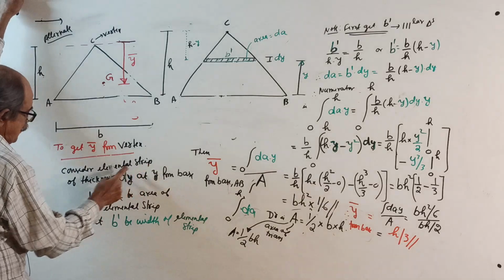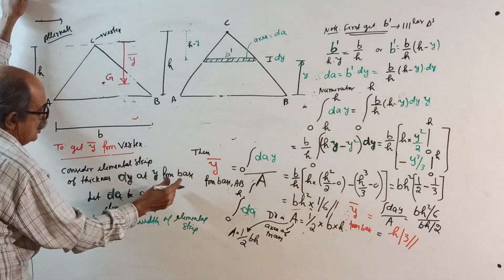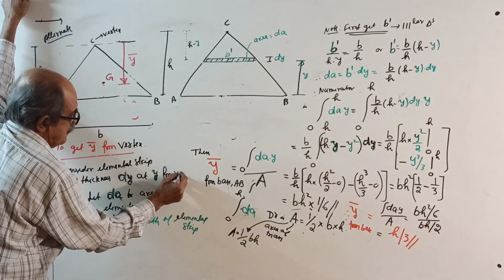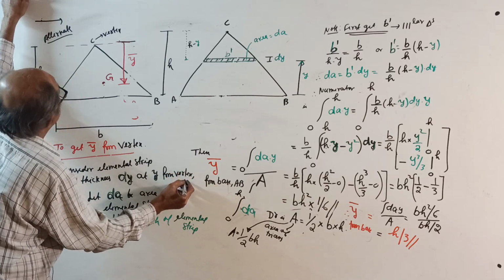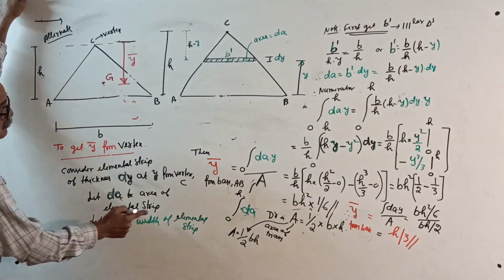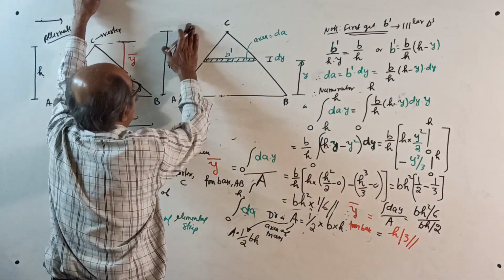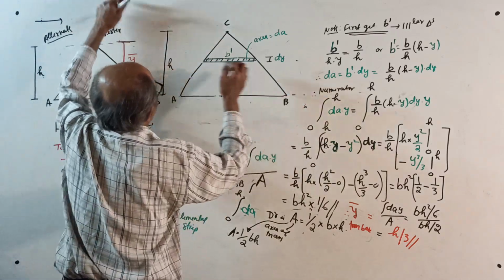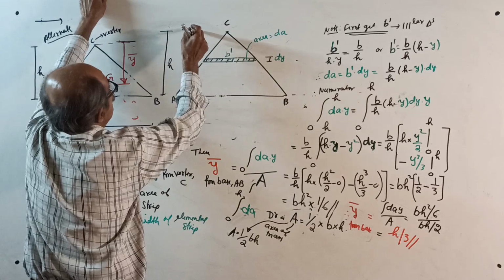Okay, start once again. Consider an elemental strip of thickness dy at y, not from the base, but y from the vertex. Vertex is C. Let dA be the area of the strip. Let B dash all remain the same. The only change now is, now this is your y. See, your y is here.